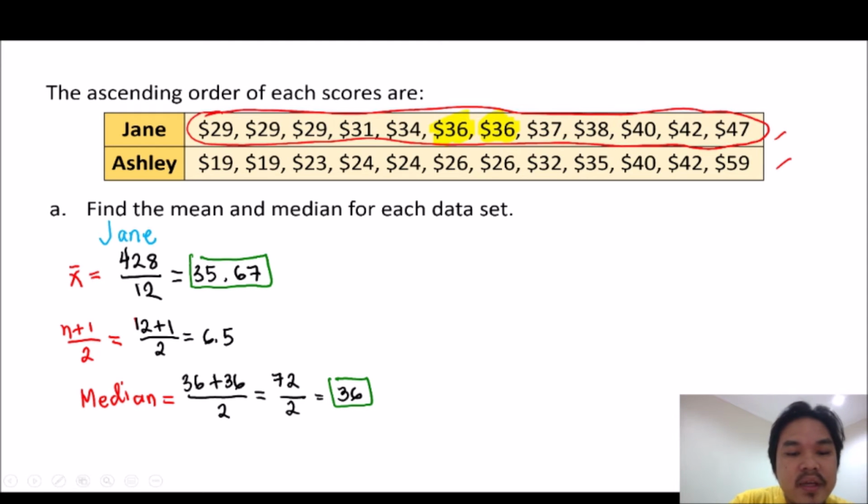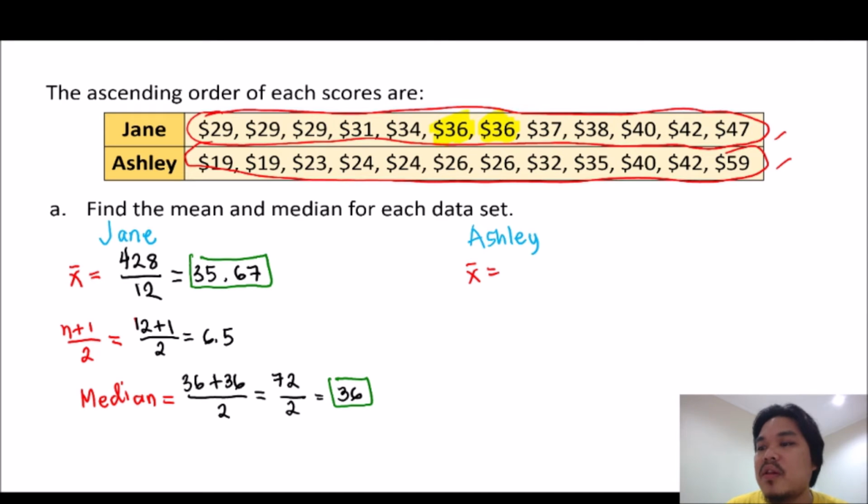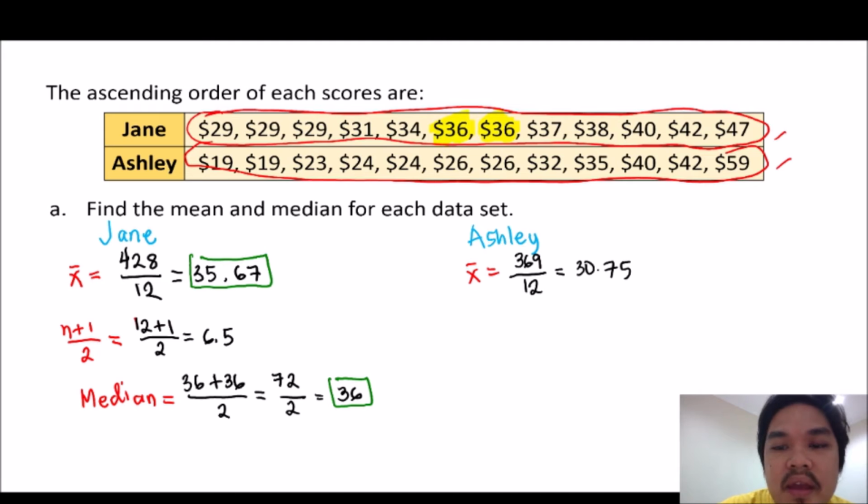Okay? Let's proceed with Ashley's data. Okay, so we will calculate the mean. So we will add all the scores. Okay, so the total of all the scores is 369 divided by the number of entries, which is 12. So 369 divided by 12 is 30.75.